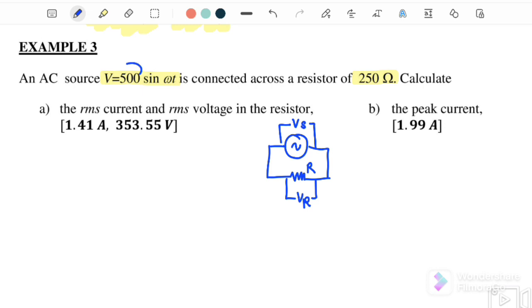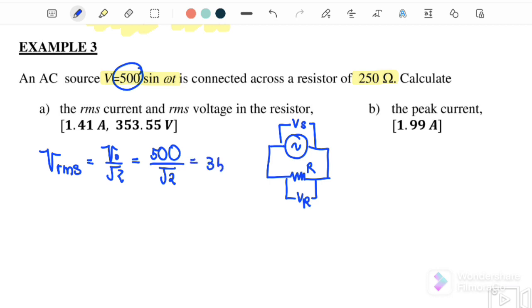So first, of course, we can find the V RMS here, because V RMS is equal to V naught over root 2, where V naught here is equal to 500, over root 2. Therefore our V RMS is equal to 353.6 volt. So this is V RMS.